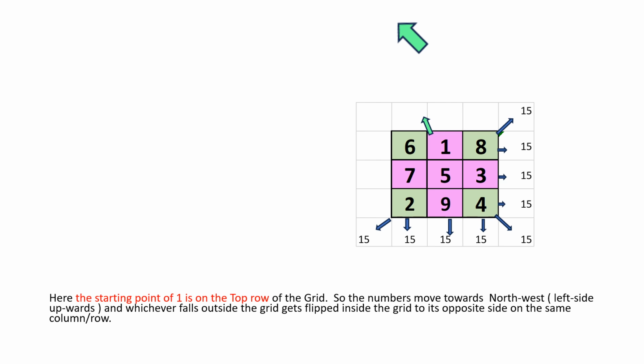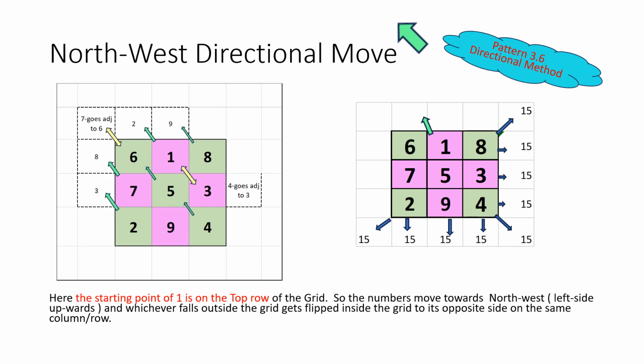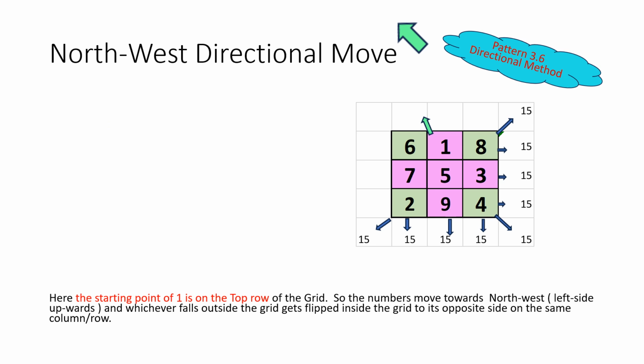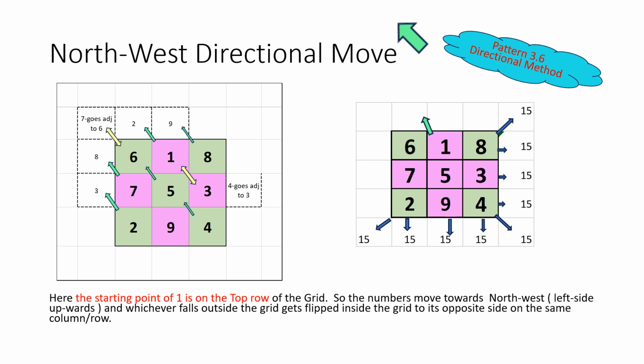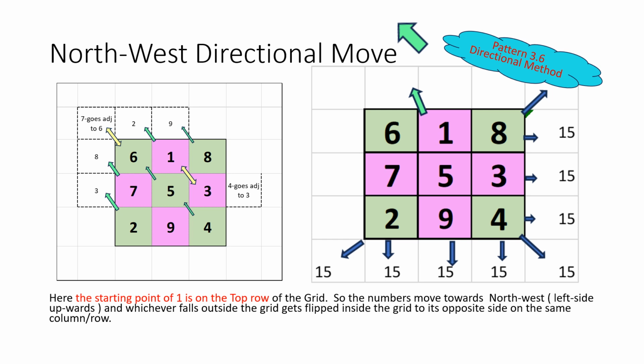Here the arrow mark is shown inclined towards the left. So you are right. It's the northwest direction move. Move the rest of the numbers towards the northwest direction. Whichever falls outside, flip it inside the grid of the same row or same column. Check your main sum vertically, horizontally and diagonally. You are getting the same.